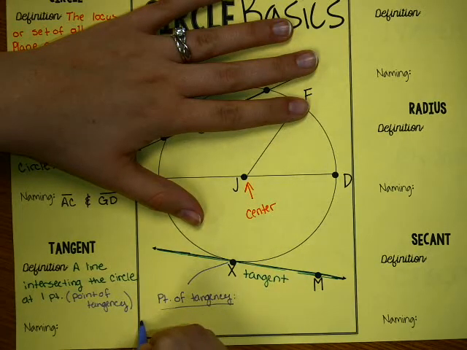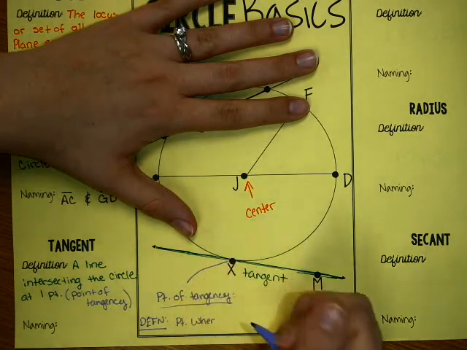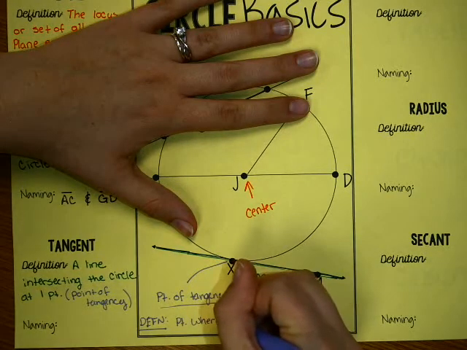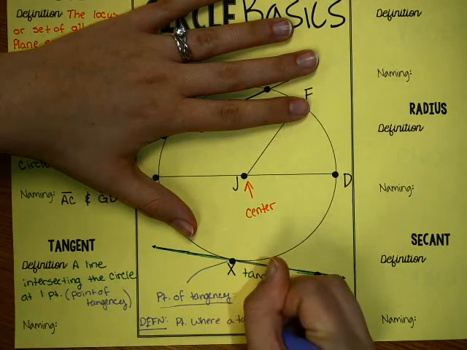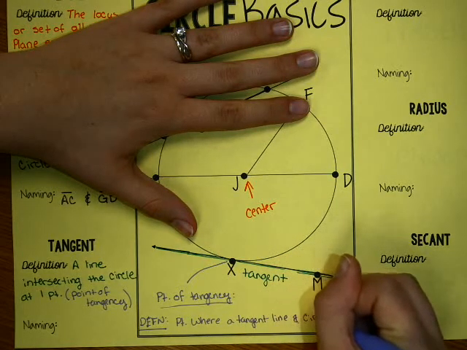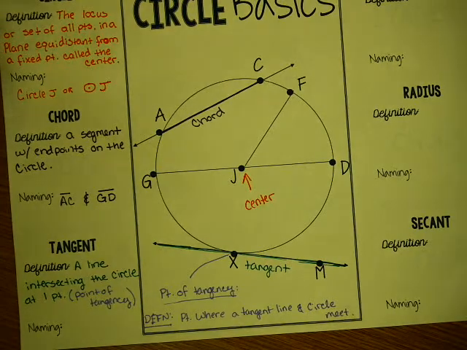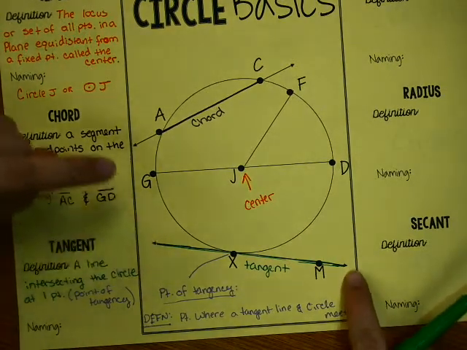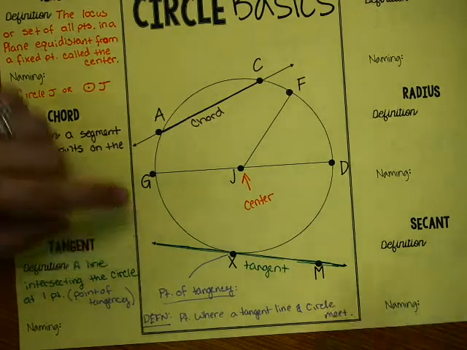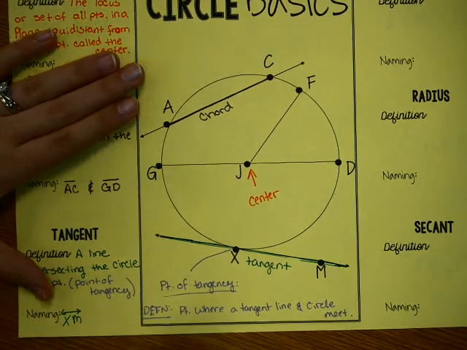And real quick, the definition of our point of tangency is a point where a tangent line meets a circle. We'll put tangent line and circle meet. When we name a tangent, notice that it is a line, not a segment, so there's no endpoints. So we have XM, and we have to have arrows in our name.